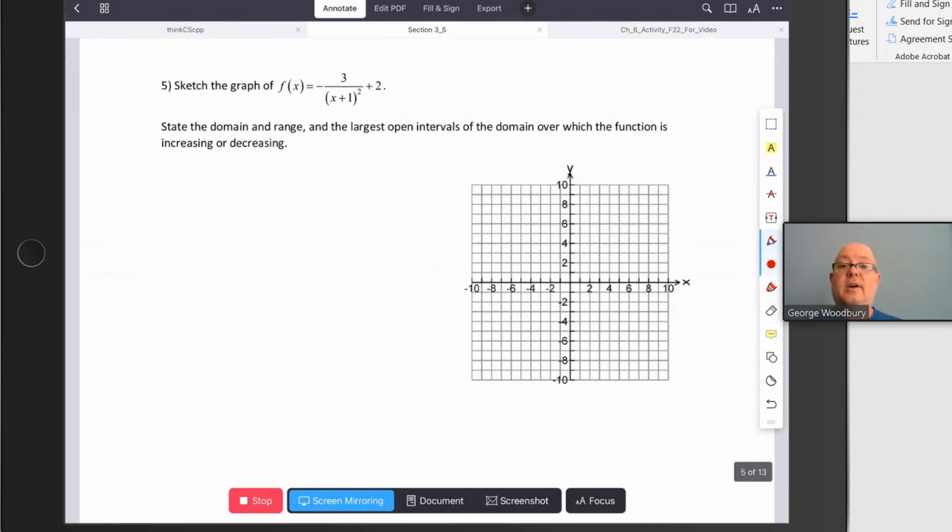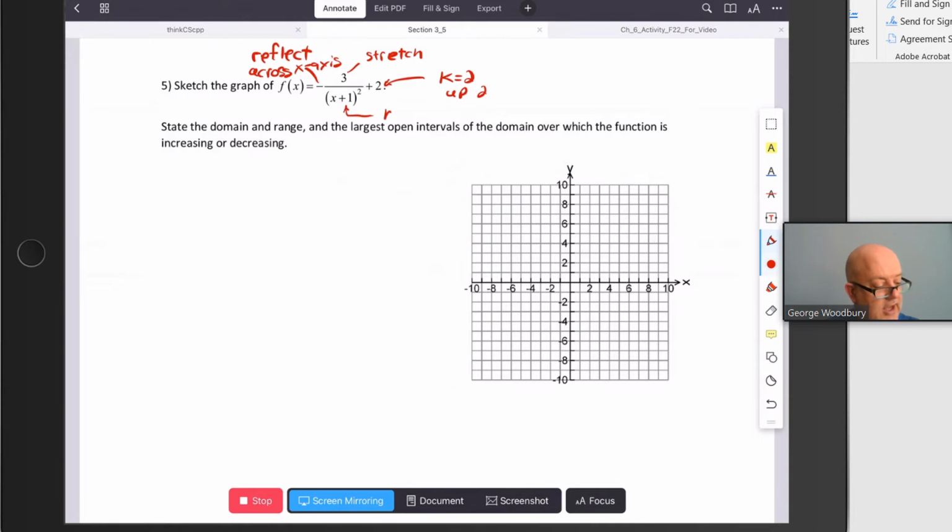We're going to graph f of x equals negative 3 over x plus 1 squared plus 2. The negative tells me we're going to reflect across the x-axis. The 3 is the stretching factor. K is 2, so that tells us we're moving up 2. And finally, h equals negative 1, so that's 1 to the left.